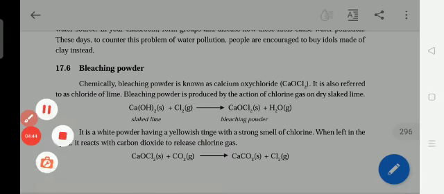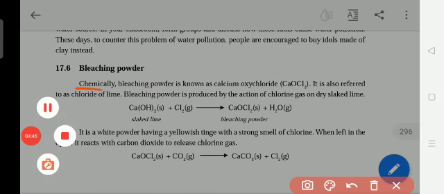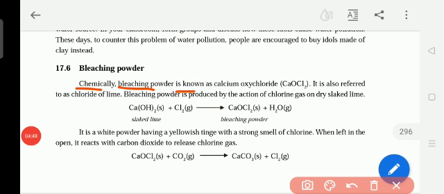Then bleaching powder. Chemically, bleaching powder is known as calcium oxychloride. All these names you should remember, very important. So here you write bleaching powder, another name is what? Calcium oxychloride. Plaster of Paris means what is another name? Calcium sulfate hemihydrate. Bleaching powder, another name is calcium oxychloride.